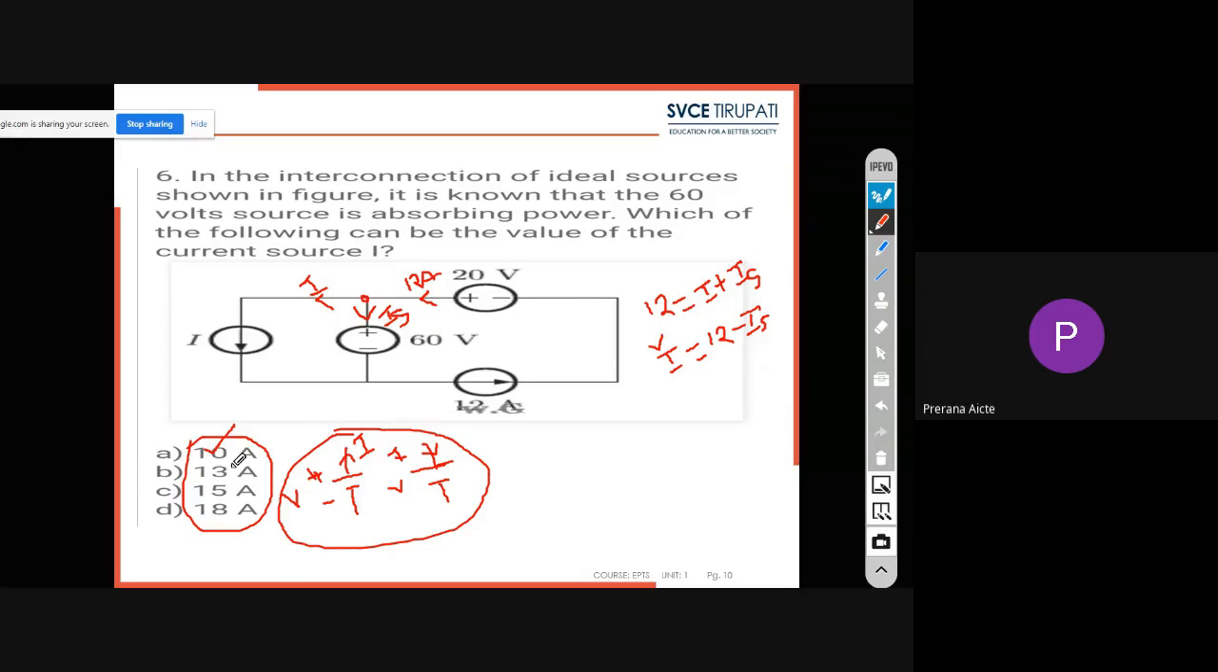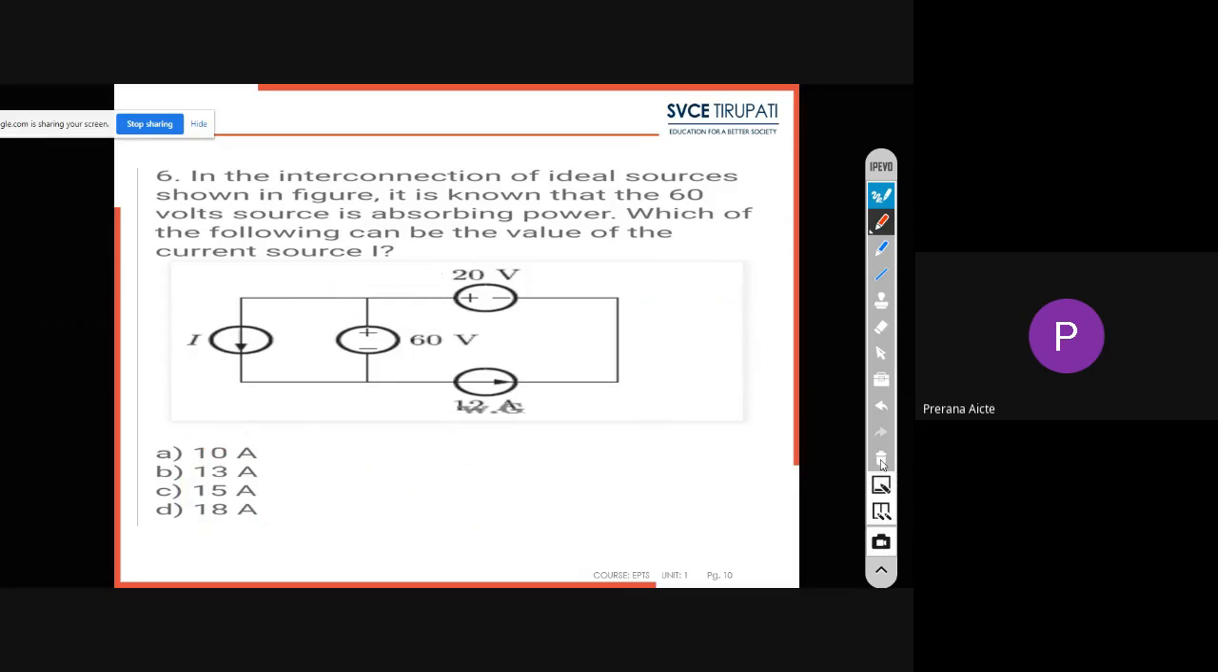What is the correct answer for this question? 10. Just by comparing this equation with the options, substituting the other values is not suitable, because whatever we substitute should be less than 12. So it is obviously 10 amps. So this is the answer for this question. Okay, is it okay?